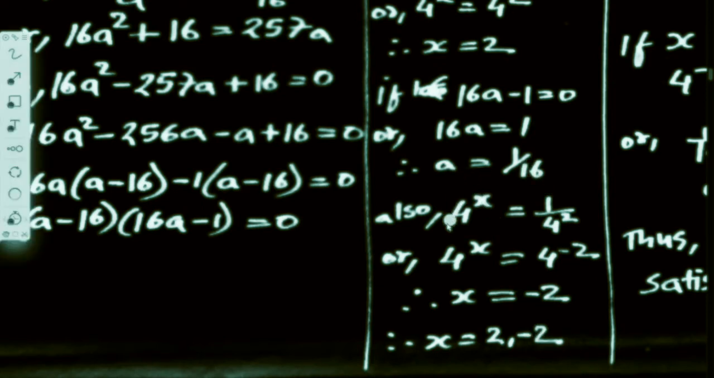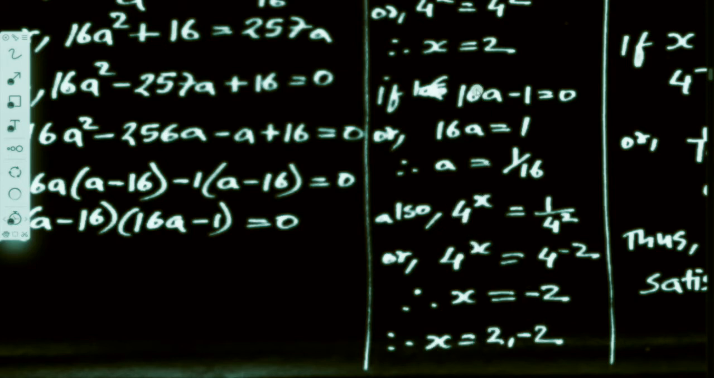Again, in place of a, we should keep 4 power x. So 4 power x equals 1 by 4 square, because 4 square means 16. Now this bottom one should be placed up: if 1 is removed, then the power should be subtracted. So 4 power x equals 4 power minus 2. Here the base is the same, 4 and 4, so x equals minus 2.